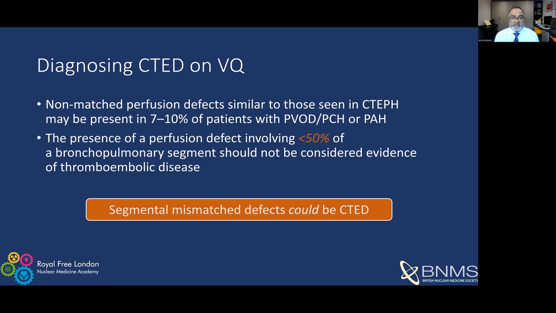It's recommended that a perfusion defect involving less than 50% of the bronchopulmonary segment shouldn't be considered as evidence for thromboembolic disease in its own right.